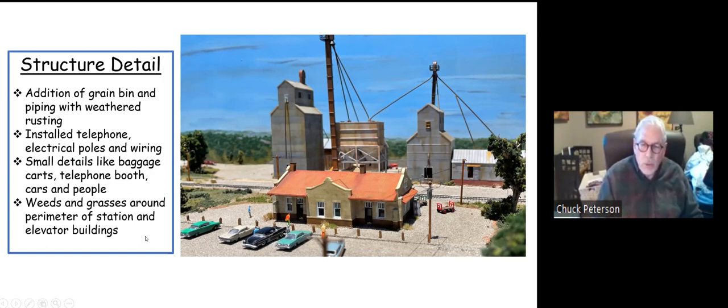I also put in some weeds and grasses that you might find around the perimeter of some of these buildings. You can see some over here by the elevator, and a couple here on the corners of the train station, which is something that you'll oftentimes see if you're looking at a building that hasn't been kept up immaculately.